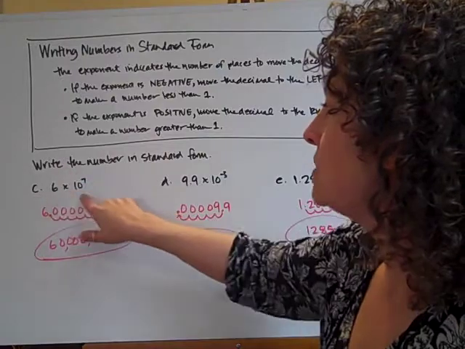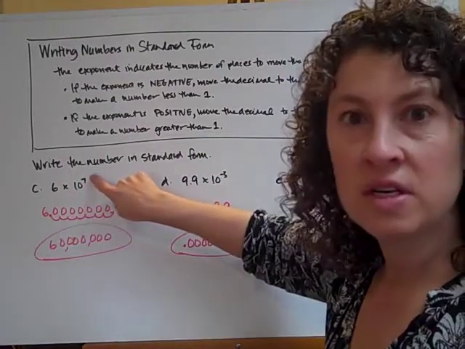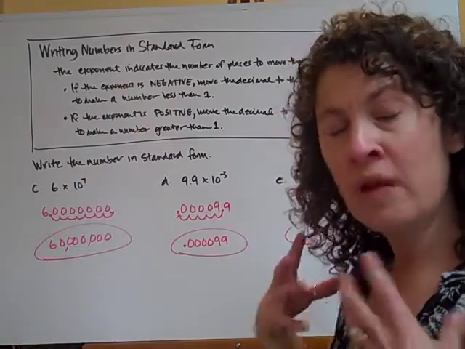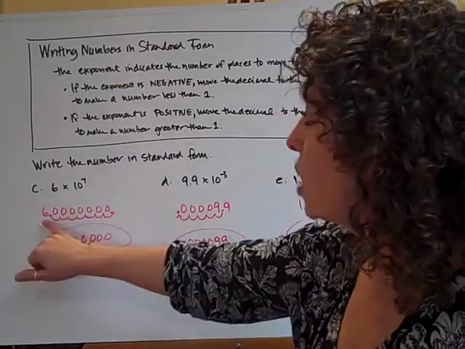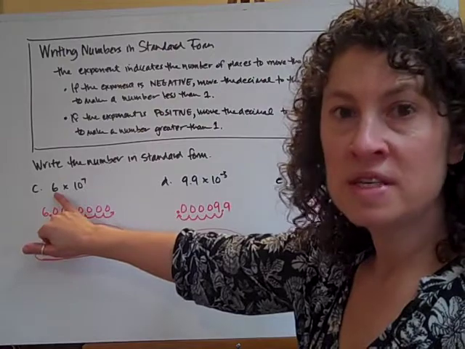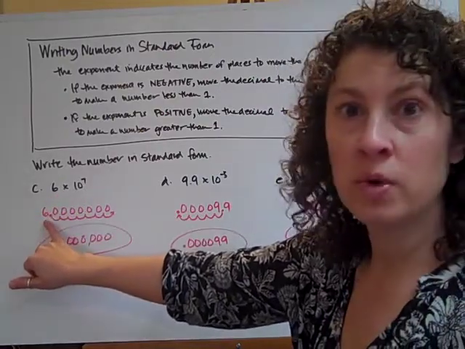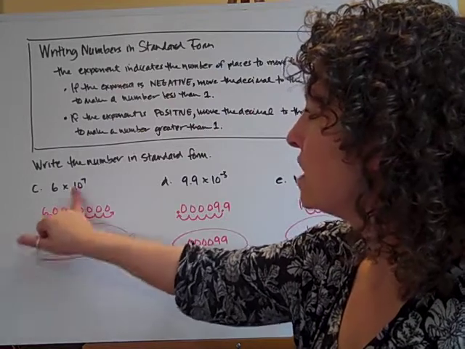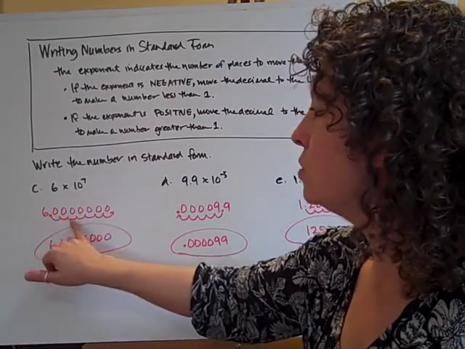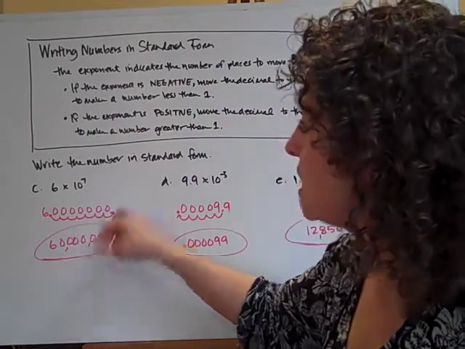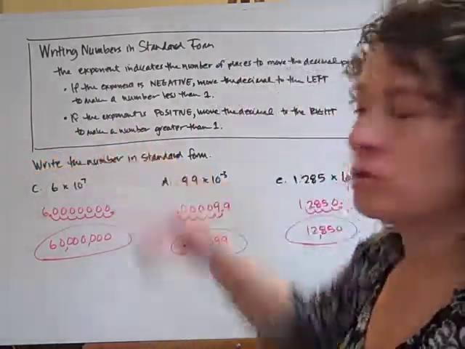So we have 6 times 10 to the 7th. So this positive 7 here tells me that this was a number that's measuring something bigger. I'm going to have a number that's bigger than 1. So I'm going to start with my 6, and we don't write the decimal point typically, but it's just to the right of the 6, so I'm going to start by writing 6 with a decimal point there. And then I'm going to move the decimal 7 places, so 1, 2, 3, 4, 5, 6, 7. So I moved it over 7 places, and then I need to fill in those spaces with zeros.